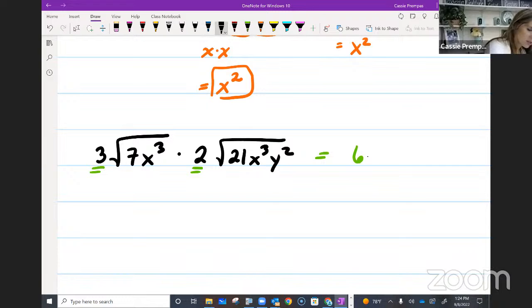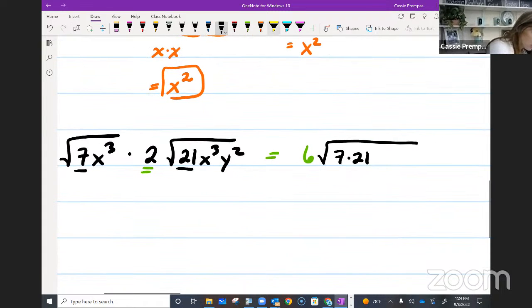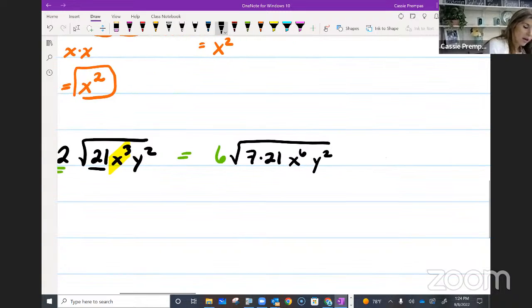And then the numbers underneath, let's go ahead and show that we're going to multiply 7 times 21. I'm just going to write it like this for right now. x cubed times x cubed. When you're multiplying two numbers with the same base, you add the exponent. So that's x to the 6th. And then y squared. Now, as I'm working, I see that it's a square root. So I need perfect squares. Or if you're a factor person, we need 2 of the same factors. And actually, it's kind of a mix of both.